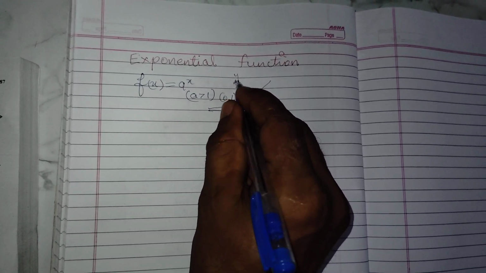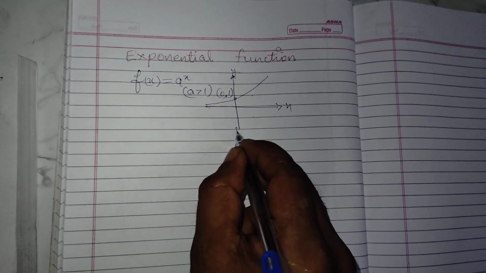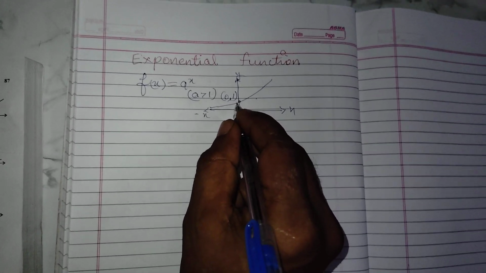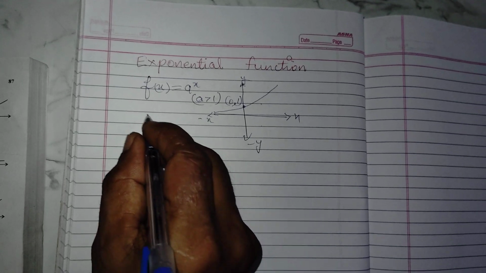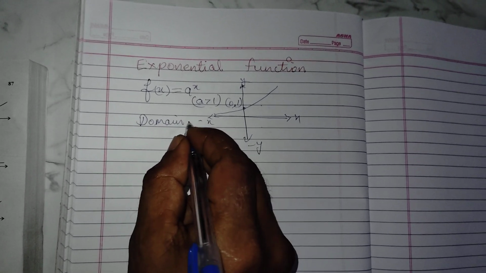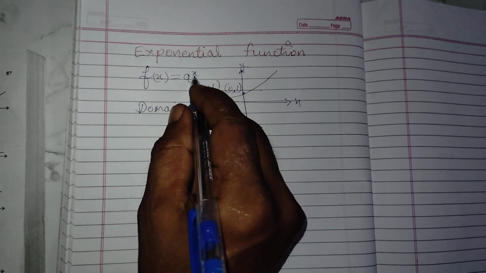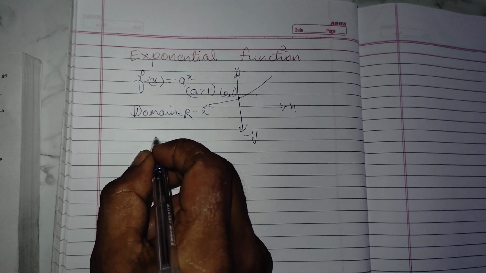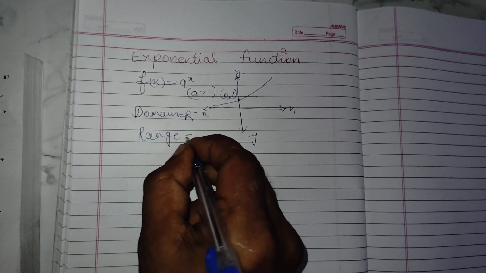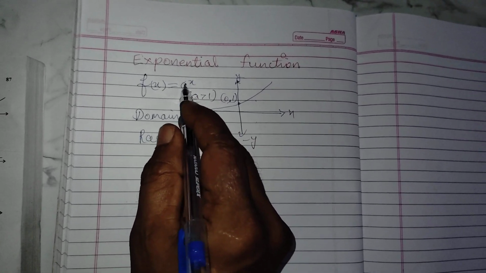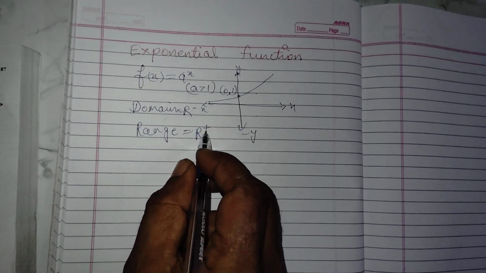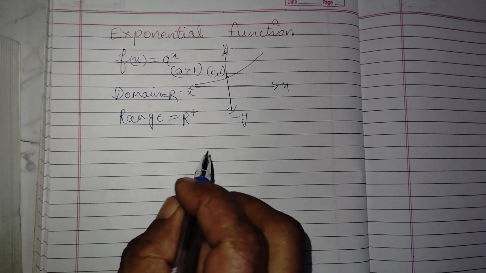0, 1. This is the y-axis, this is the x-axis, this is minus y, and here is minus x. This is the 0, 1 point. And the domain for this, a raised to power x, is real numbers. Any number we can put here in the power of a, that is called domain. And the range here is R positive. R positive means every power of a will give us a positive number. So R positive is the range.